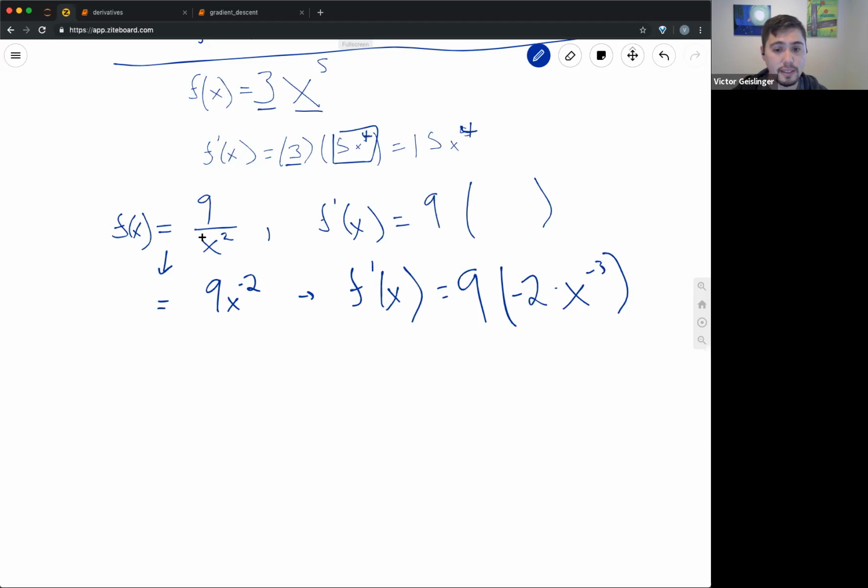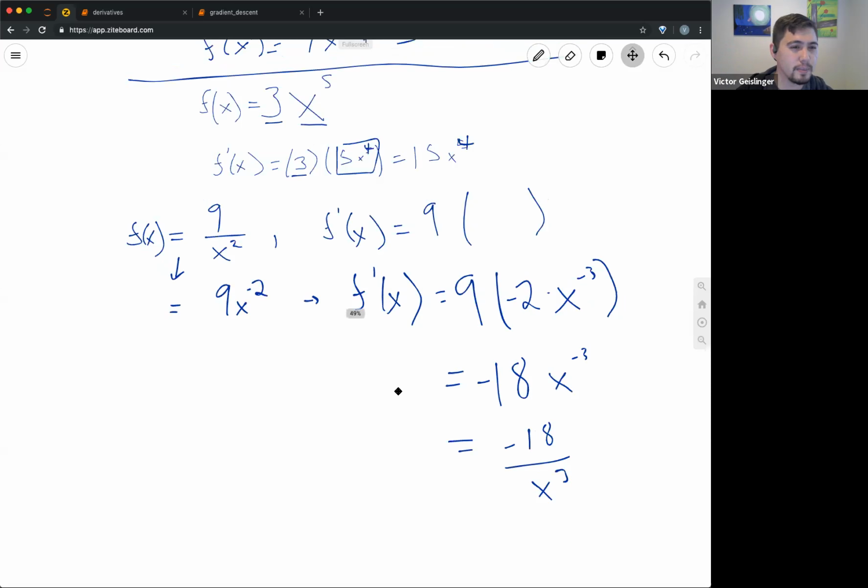Basically, I rewrite this as a negative power, and once I have the negative power, I just follow the same steps: subtract 1 off, so -2 minus 1 gives a -3 power, and then take whatever exponent was there, -2, and multiply in the front. Simplifying, I get -18 times x to the -3, or in fractional form, -18 divided by x to the power of 3. Okay, make sense? All right, cool.